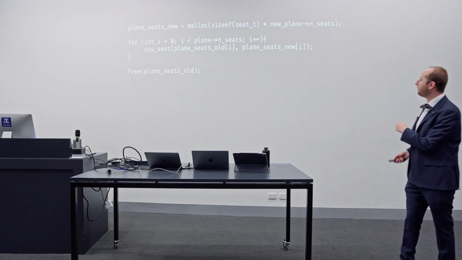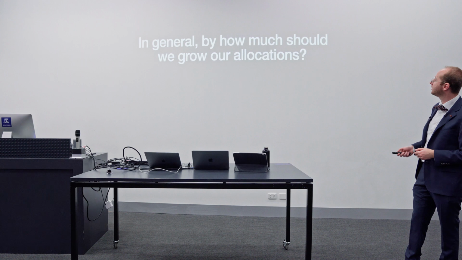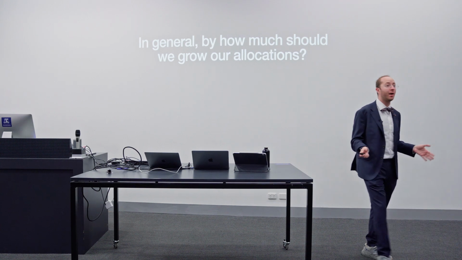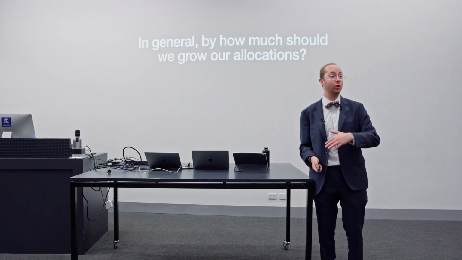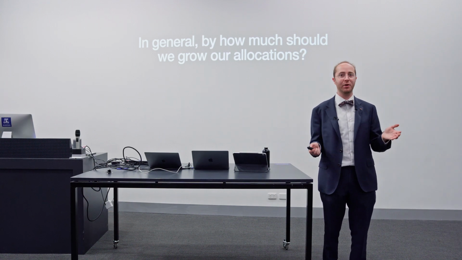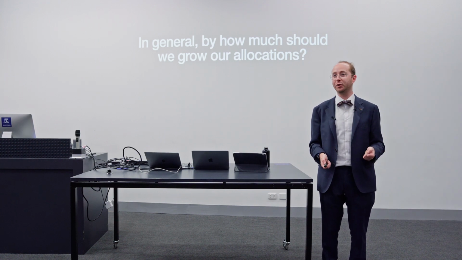So a very common pattern that you'll see when it actually comes to deciding how much we grow our allocations by is growing our allocations by a factor of 2. So every time that you run out of room, double the amount of space that you are taking up.